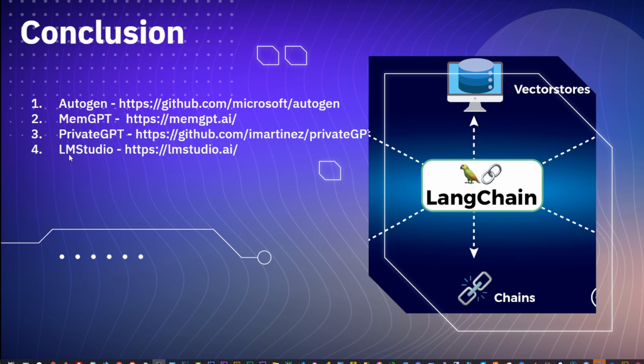Then LM Studio. While everybody is using ChatGPT, LM Studio is something that is really super cool that allows you to basically have a platform to use all these different large language models, and it creates an API for you and allows you to call them on your desktop. And I'll go ahead and show these to you real briefly.